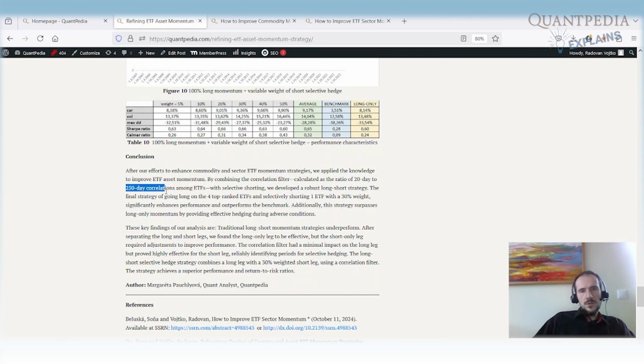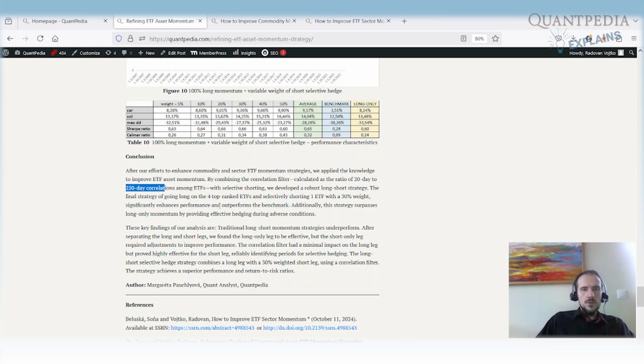Now this strategy should be rebalanced on a monthly basis, so every month you should do the recalculation, find the new ETFs for the long leg, find a new ETF for the short leg, and once again after the month do the recalculation, etc. So it's a monthly based strategy. I hope that you like the short analysis.